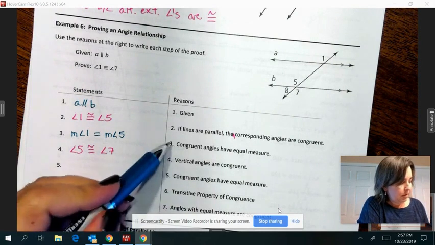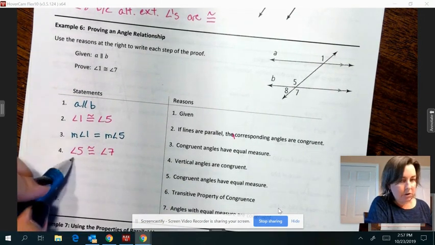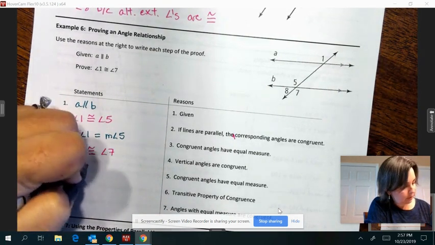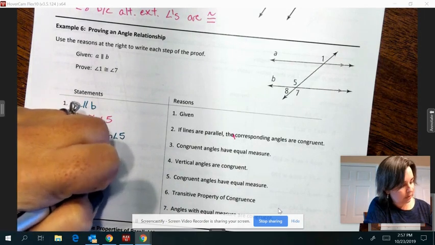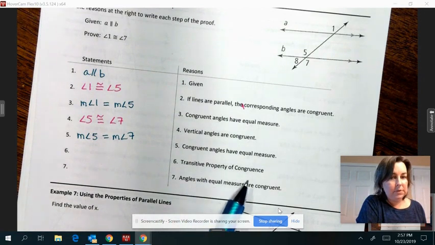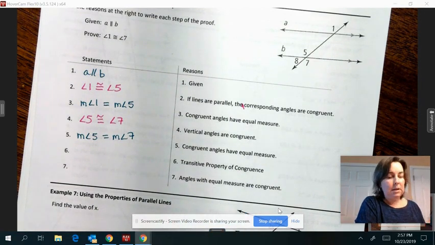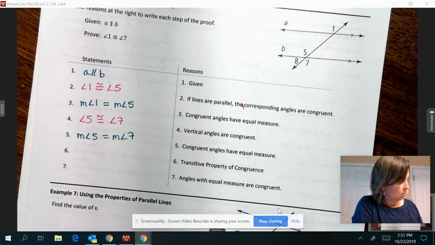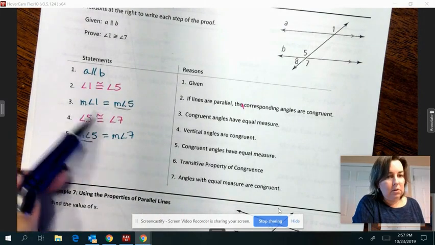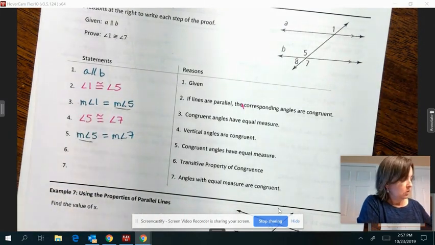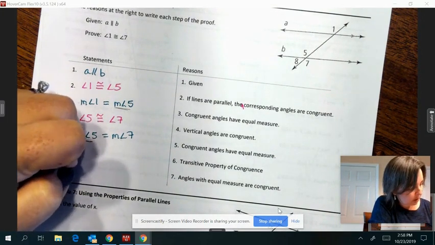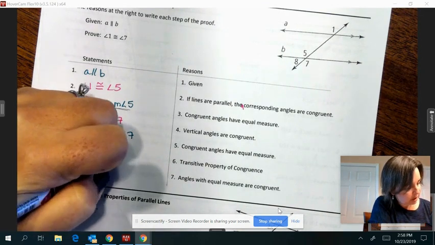And then we've got the same, 3 and 5 are the exact same. Congruent angles have equal measure. I'm going to rewrite step 4, but as measures, measure of angle 5 equals the measure of angle 7. Okay, then the transitive property of congruence says that if two things are equal to the same thing, so both of these are equal to angle 5, there's angle 5, here's angle 5, then those two things have to be equal to each other. So we're going to put the measure of angle 1 equals the measure of angle 7.